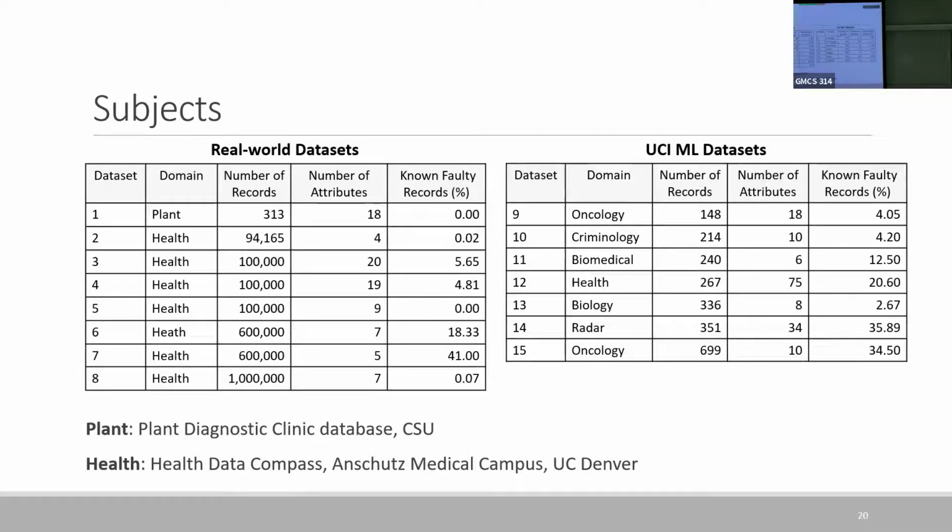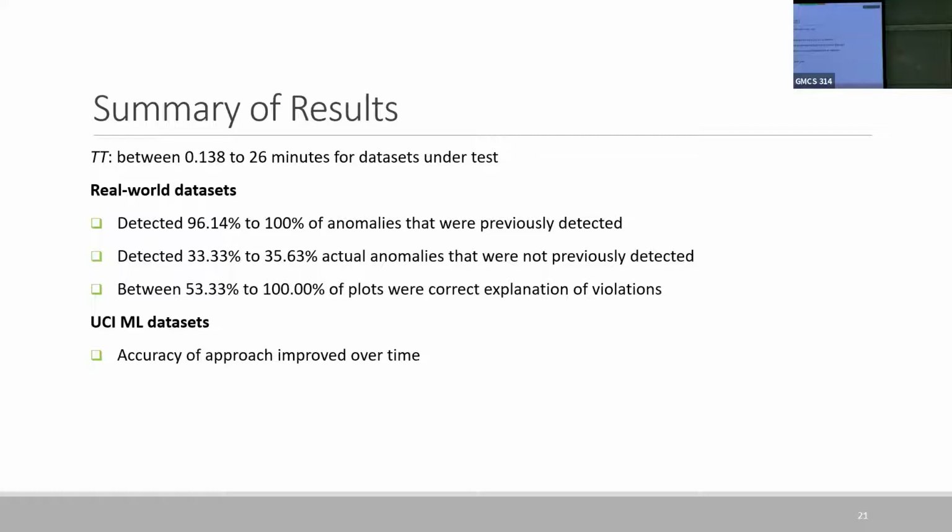The UCI ML data sets were from many different domains, including oncology, immunology, health, biology, etc. We wanted to show that our approach is domain independent and can be applied to different data sets. Here is a summary of results.